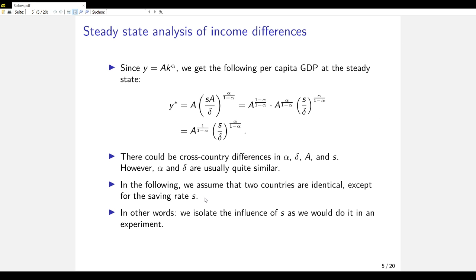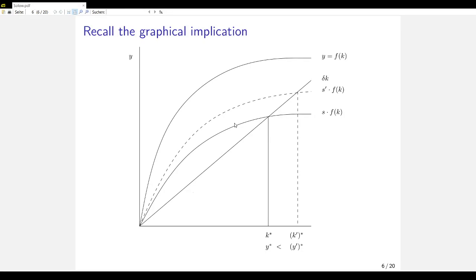And that means, in essence, that we isolate the influence of the saving rate on the difference of per capita GDP of the two countries, as we would do it in a controlled experiment. So we leave everything else the same in the two countries, but we assume that they have a different saving rate. Well, what would the Solow model qualitatively say in this case? Yeah, it would say we compare two countries at the steady state. One has a lower saving rate, say S, and the other one has a higher saving rate, S prime.